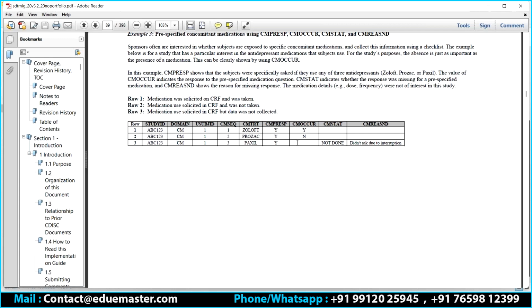But if you see the last one for this particular guy, the CM occurrence details are not given. That's the reason the status is going to be not done. When the status is not done, immediately you are going to see what the reason is for this. Didn't ask due to interruption. Whoever is doing the screening, that particular person hasn't asked the details about the occurrence. So the status is not done because all the questions were not answered. At the same time, we are providing the reason for that. Make sense, all of you?